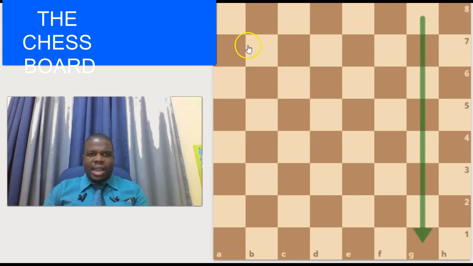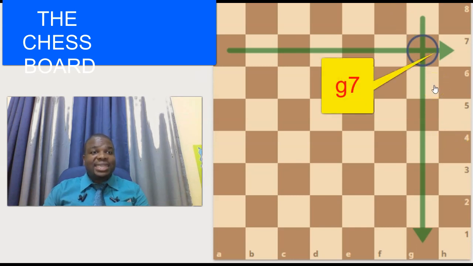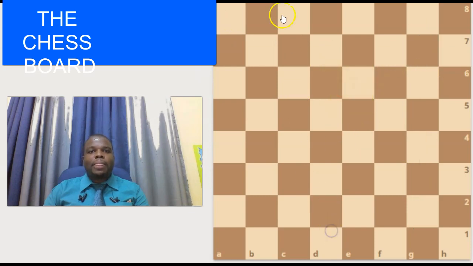And let's just draw a line on the 7th rank. Now, both squares meet right here. Now again, that square is G7 because it's on the G file and the 7th rank. Alright, let's go again.